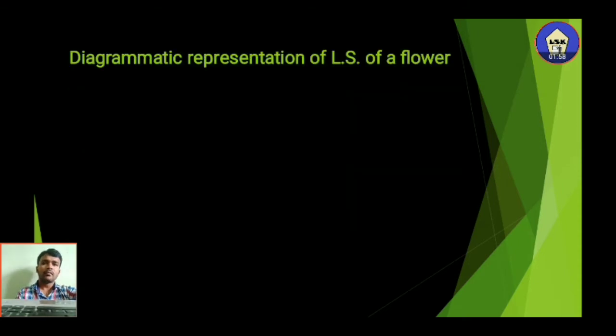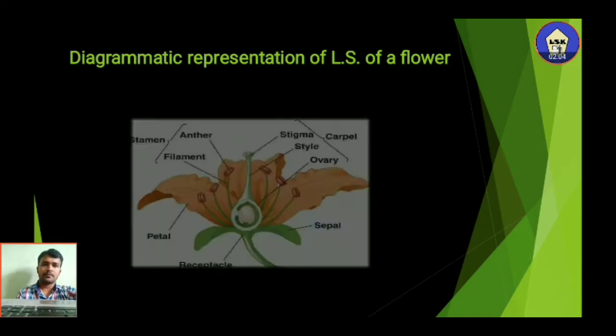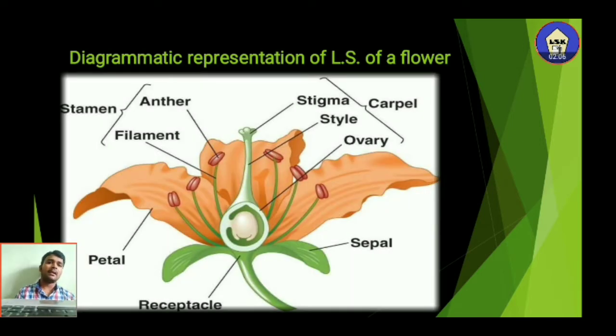Now, let us see the diagrammatic representation of a flower, that is, a longitudinal section of the flower. This is the diagram representing the LS of a flower. LS means longitudinal section. Let us go through the important parts of this particular flower. The stalk of the flower is called the pedicel.